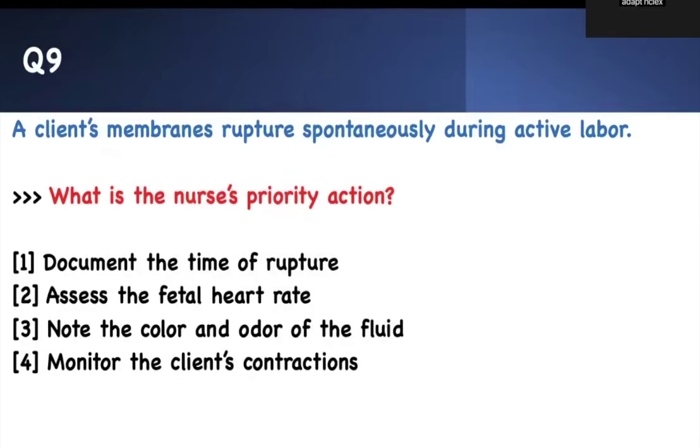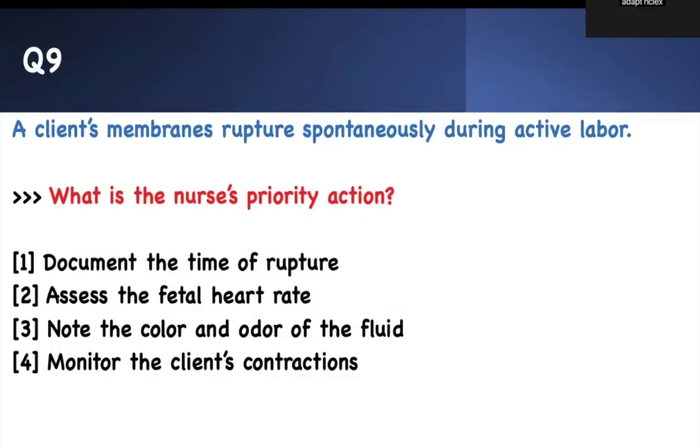What is the next priority action? A client's membranes rupture spontaneously during active labor. What should you worry about? When your membranes rupture, do you document the time it happened? The word said priority. Do you assess the fetal heart rate? The word said priority. Do you note the color and the odor of the fluid? The word said priority. Monitor the client's contractions. The word said priority. What do you think?